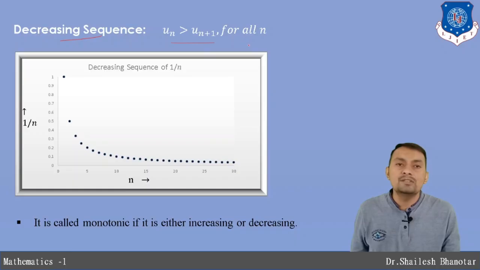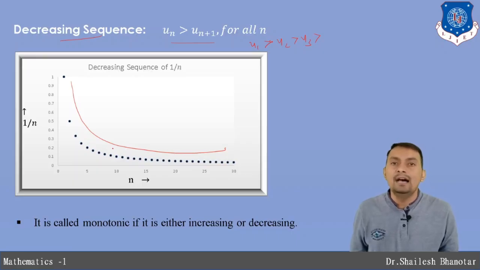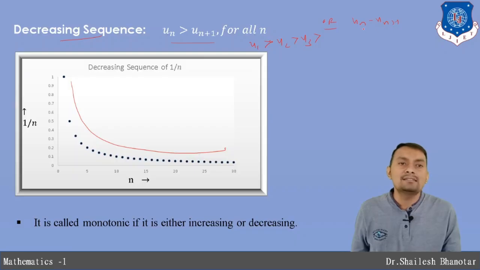So this is the decreasing sequence: u_n is greater than u_(n+1). What does it mean? u_1 is greater than u_2 is greater than u_3 is greater than, and so on. That means whatever we have in the graph, this is exactly a decreasing sequence. Another method is u_n minus u_(n+1). When you take two numbers, u_n, and when we replace n by n plus 1 you get u_(n+1), if the difference is greater than 0, this means that u_n is greater than u_(n+1) for all natural numbers.